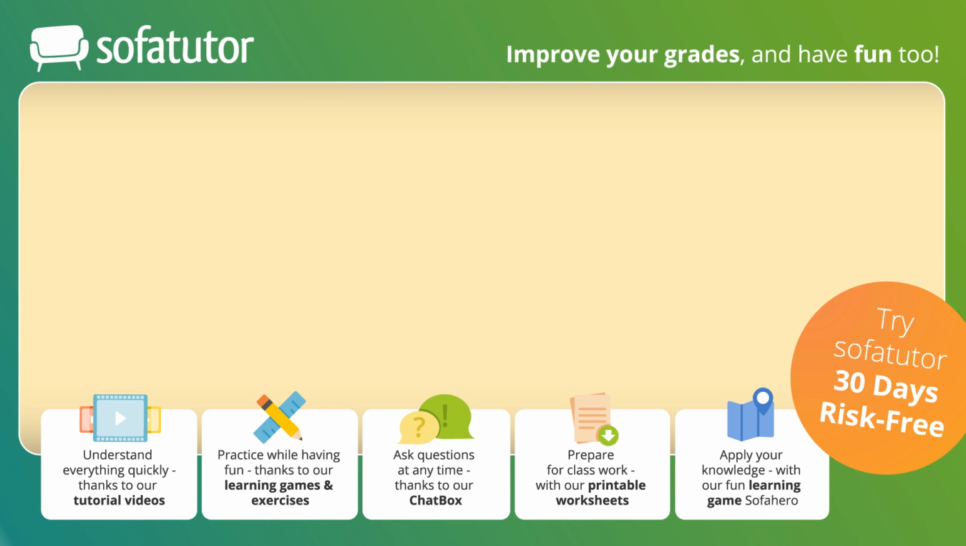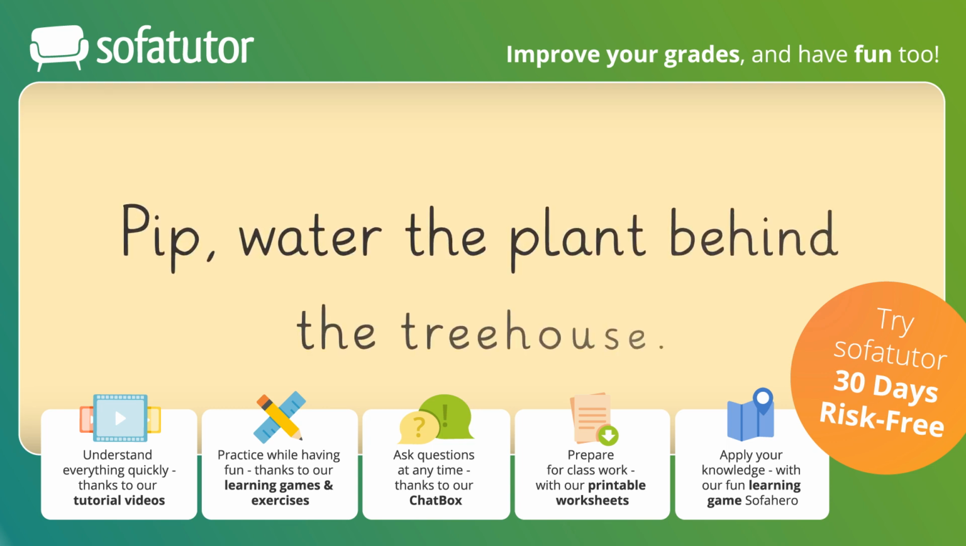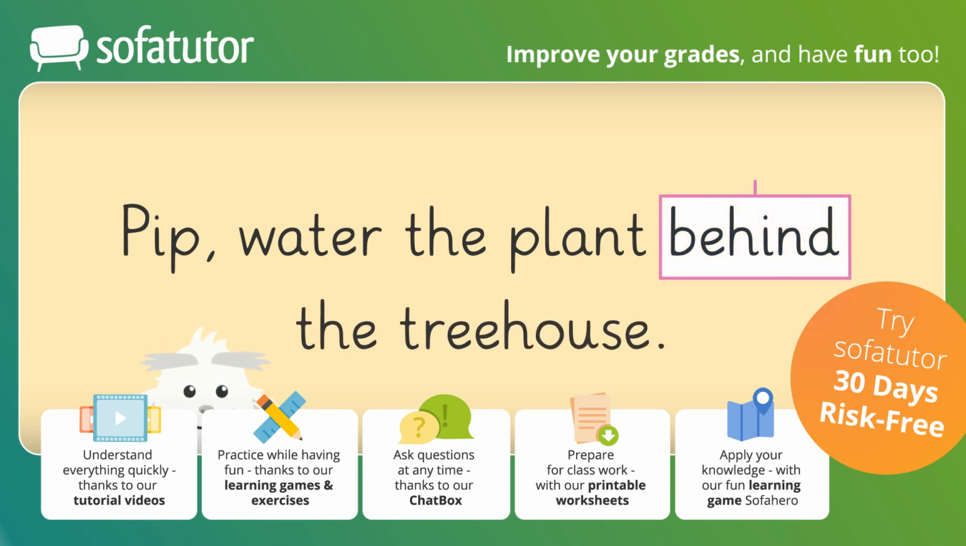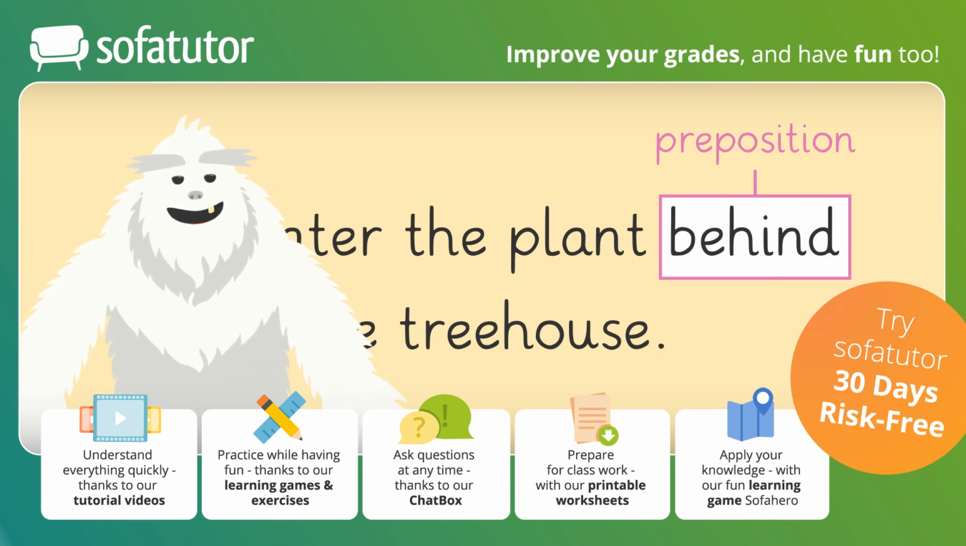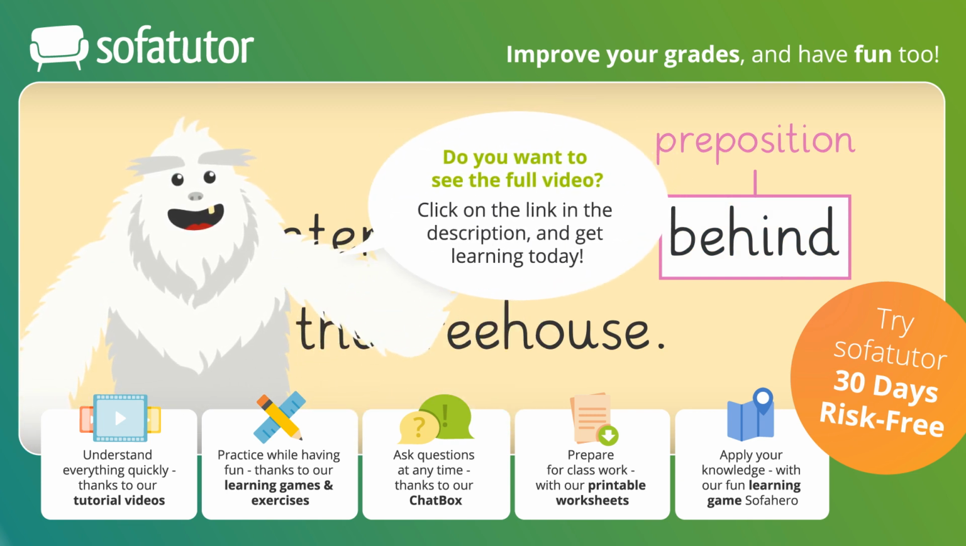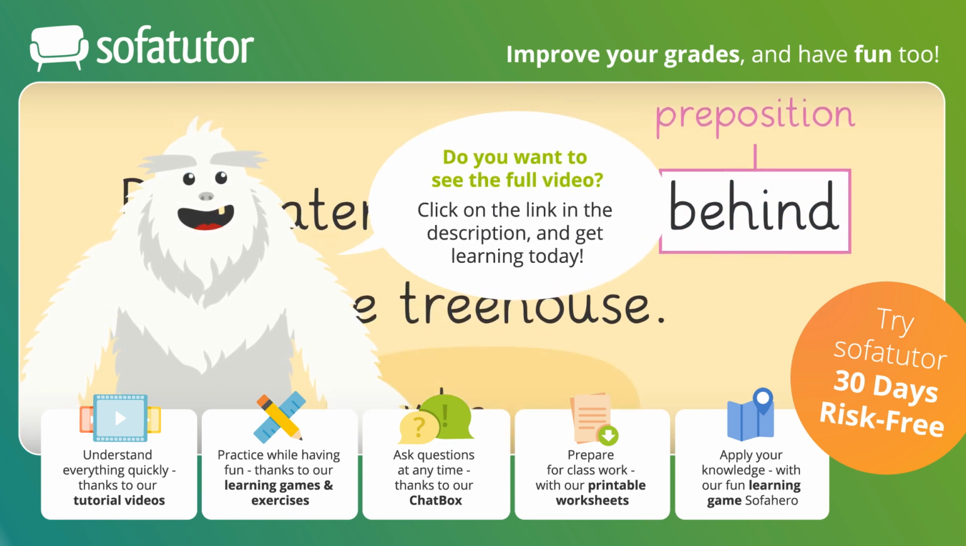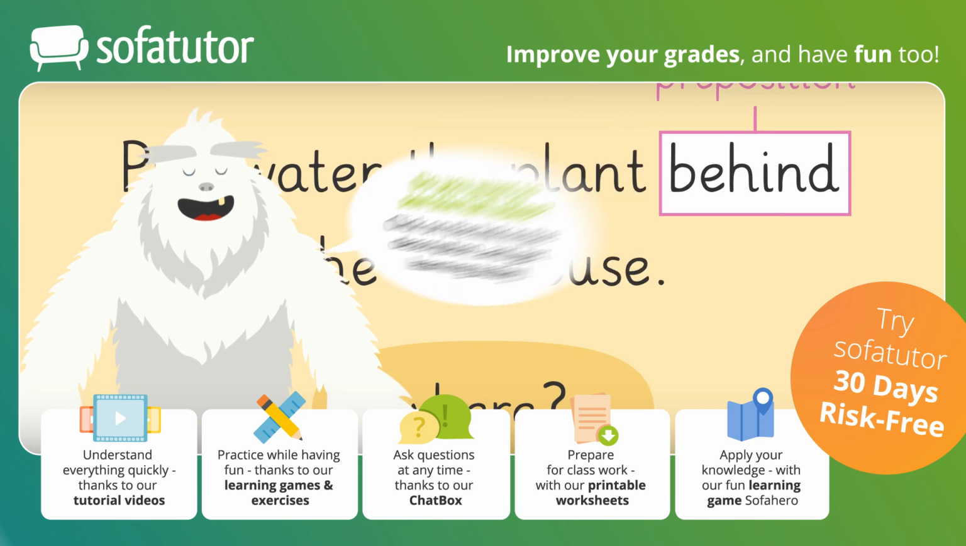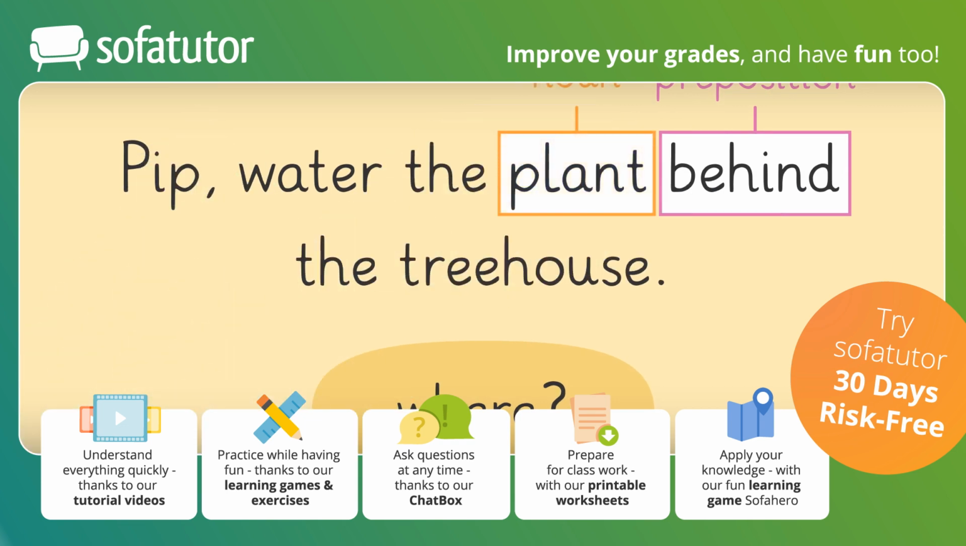The first sentence says, "Pip, water the plant behind the treehouse." The word behind is a preposition. Behind is a preposition that answers the question of where. It also connects the noun plant with the location. Here we understand that Coco is talking about a specific plant behind the treehouse.